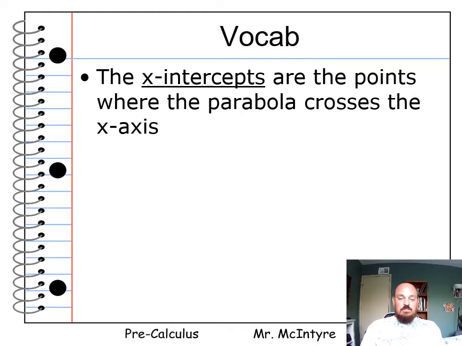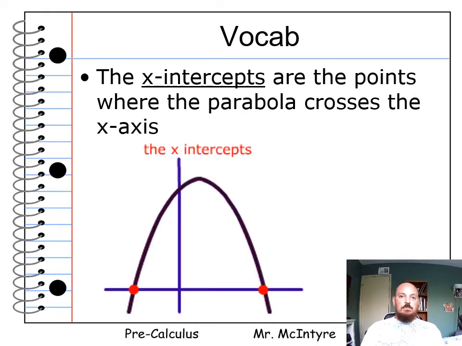Then we get into x-intercepts. Now we're doing a lot of vocab today. I'm reviewing a lot of vocabulary you guys have learned. The x-intercepts are where the parabola crosses the x-axis. And here's an example of that.